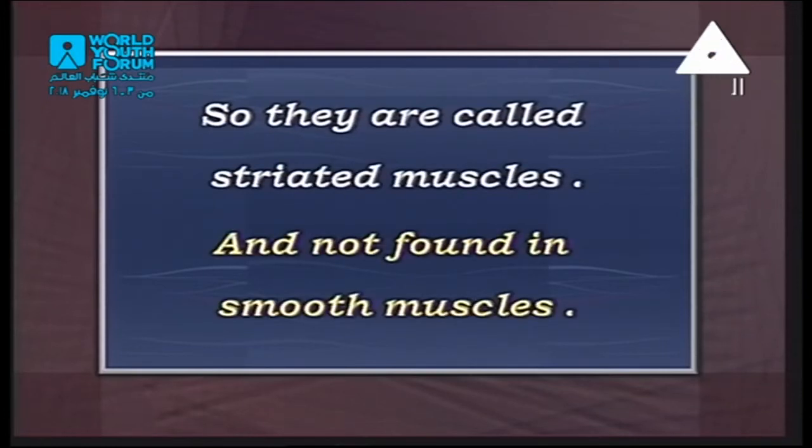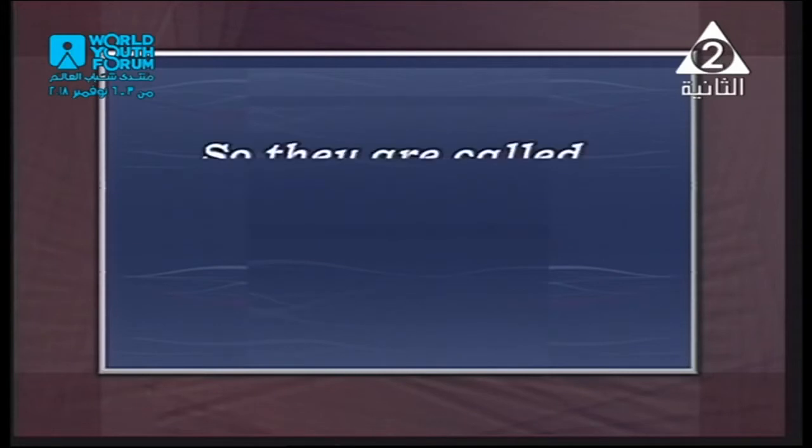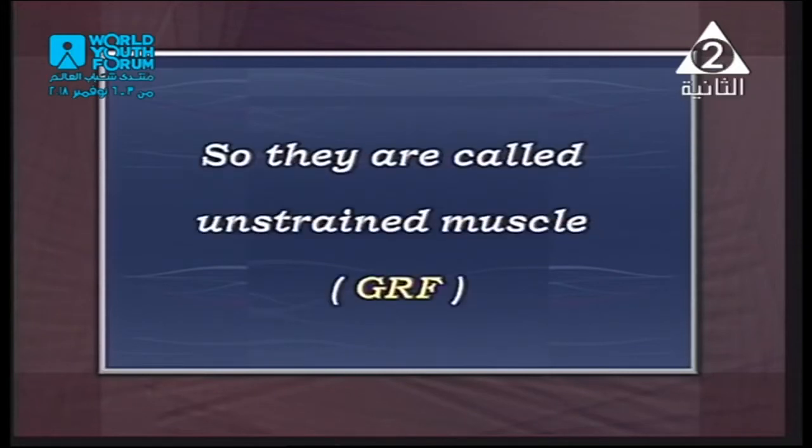And I need you to know that striation is not found in smooth muscles. Easy? So they are called what? Unstriated muscle. And actually it is a position for a question: give reason here. The striation appears only in the skeletal and cardiac muscle, not in the smooth muscles.